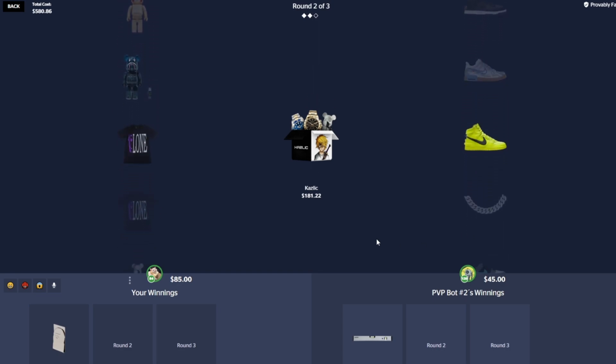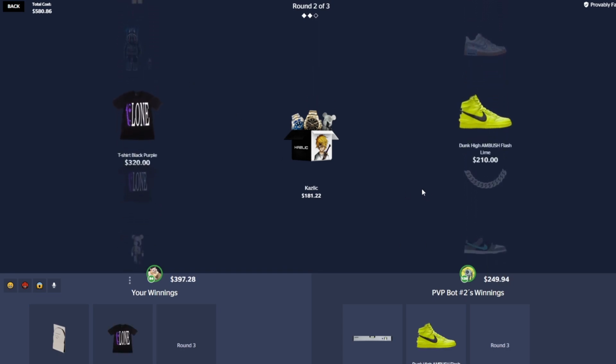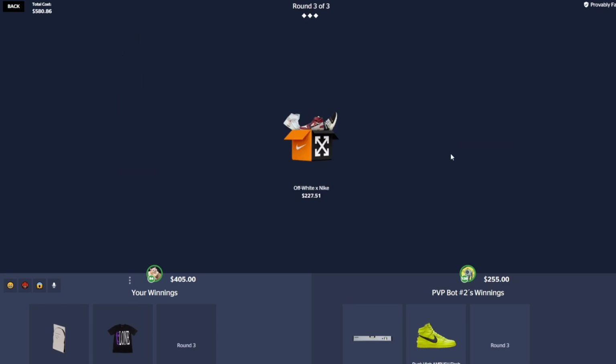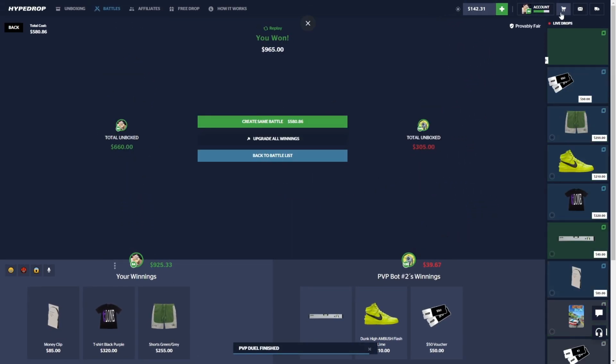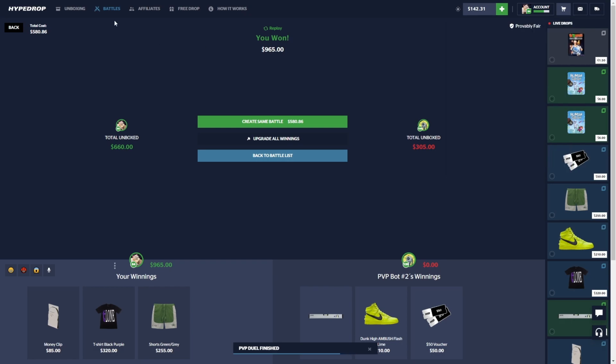Kazlik case, we get the Valone shirt. $400 for that Valone shirt, by the way. Or 320, so we didn't really get the good size there, but Off-White X Nike. All right, nice, we actually won that battle. And we pulled some pants. It's $965 from that one.